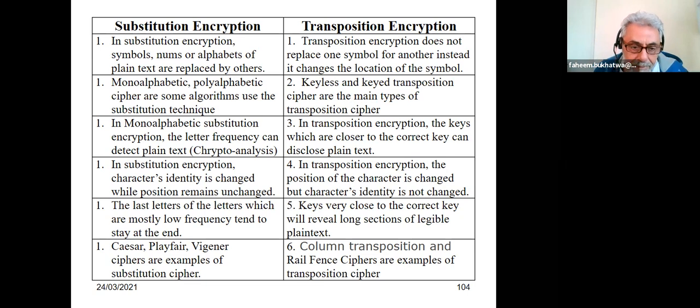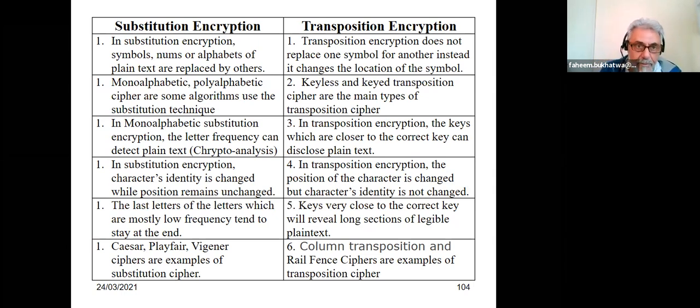And the last letters of the message, which are mostly low frequency, tend to stay at the end. Is that for substitution? That's based on letter frequency.